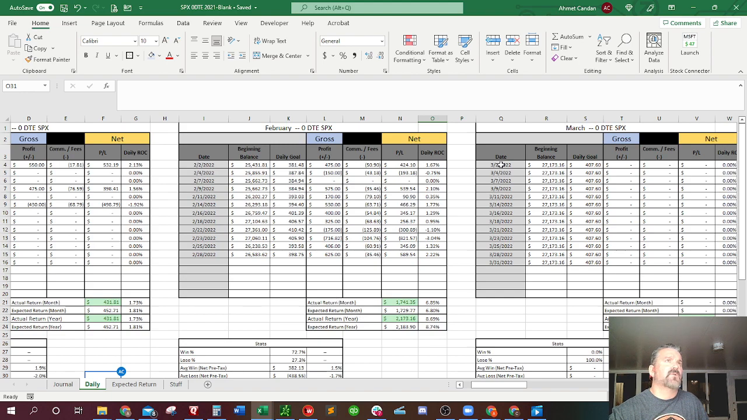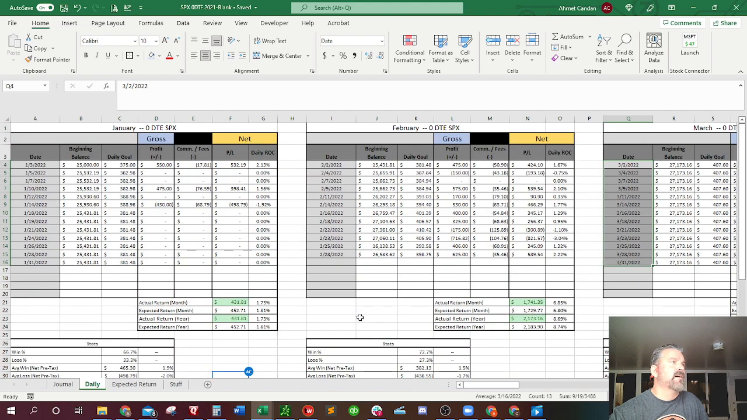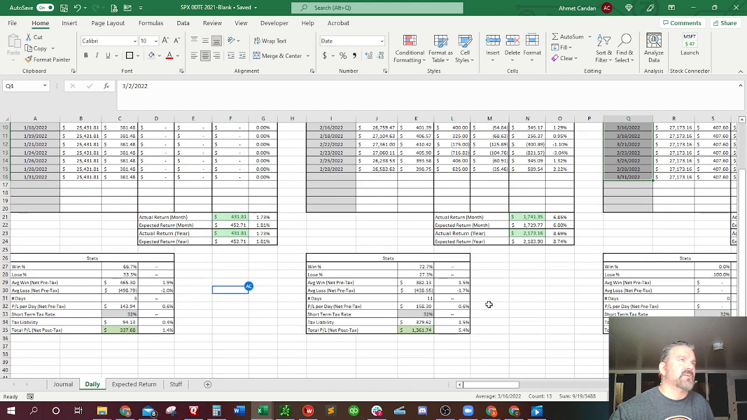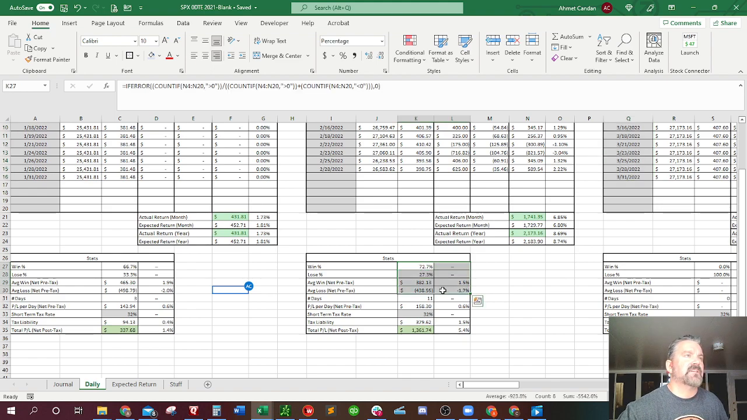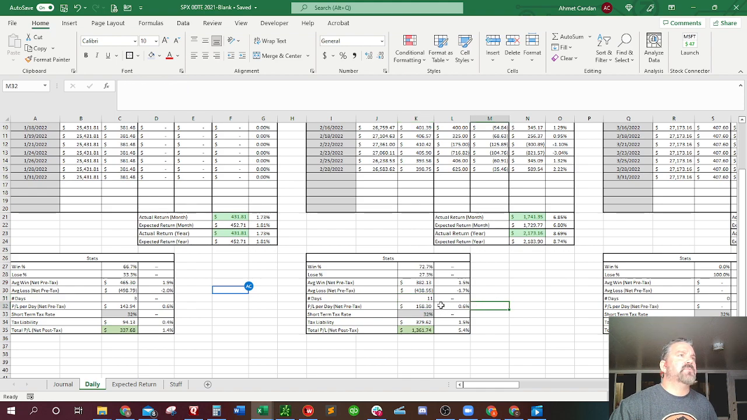Okay, enter all the dates here at the beginning of the month. You guys know how to use this in order to see where you are for the month and for the year. Okay, let's talk about this down here. Like I said, these are the numbers that matter. This will tell you how many days you've traded that month. This will tell you your P&L per day.